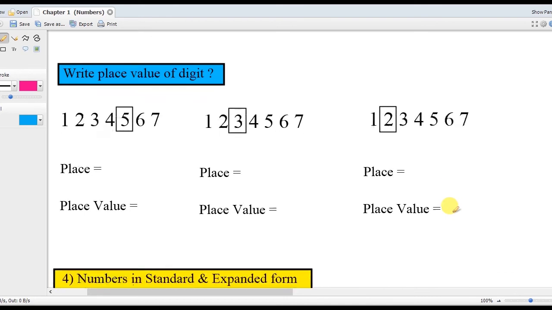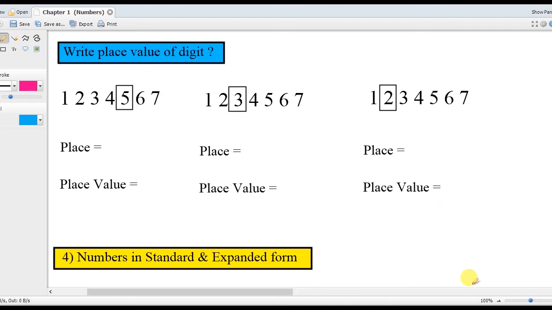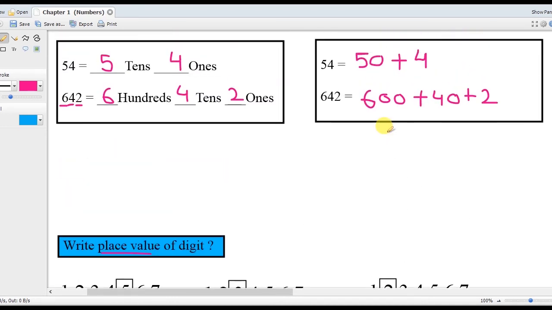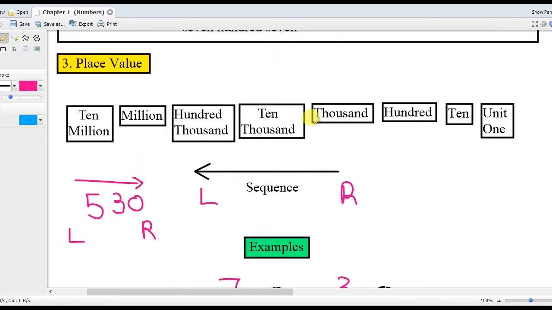Here is another example, which is to write the place value of the digit. Now we are going to solve place value of the digits. Here we have three different examples. I want you to pay attention. Now remember, let me just paste that thing down again.